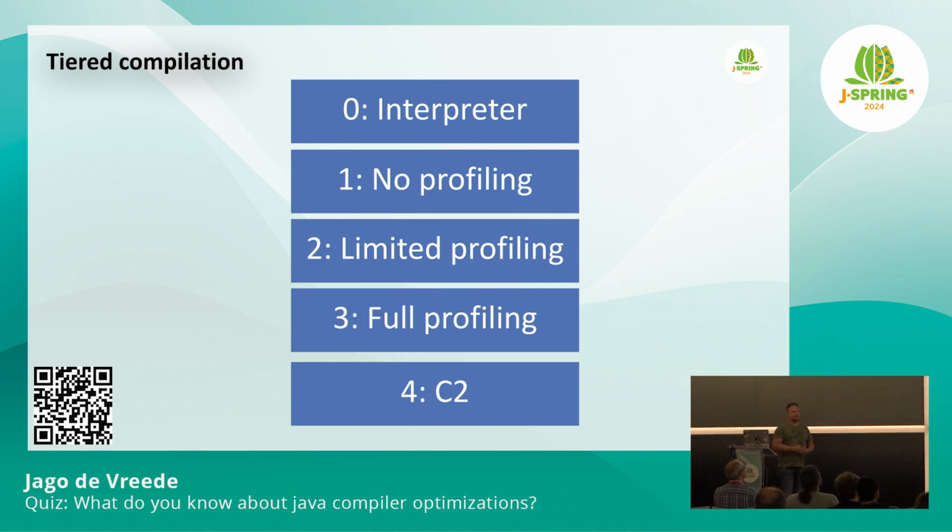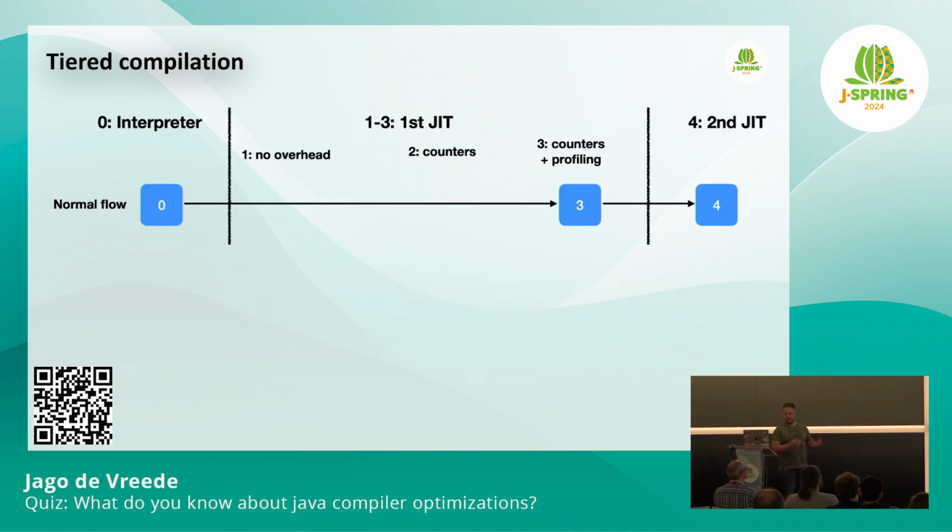So Java has a tiered compilation. Well, the first phase is the interpreter mode. This is where all programs start out. Then you've got something called Tier 1 no profiling, limited profiling, then full profiling, and then something called C2. So let's see them in order.